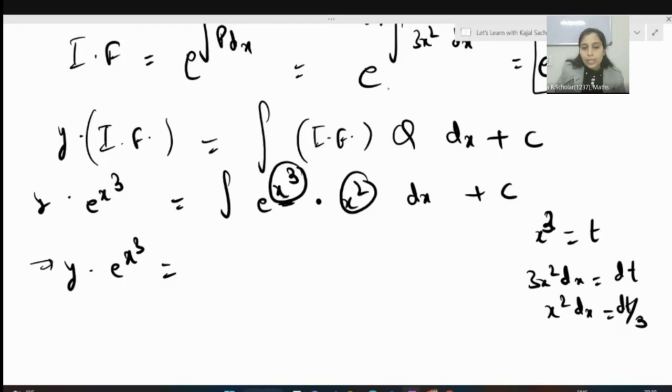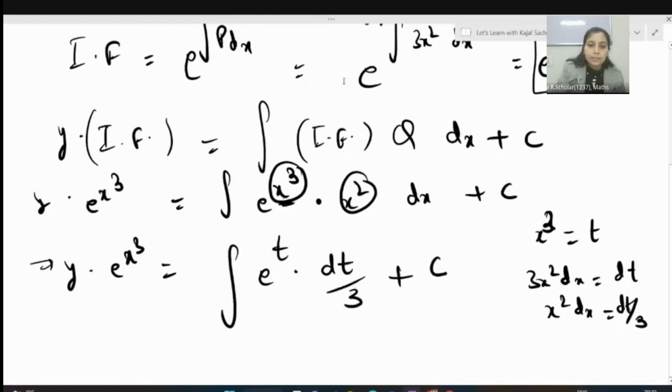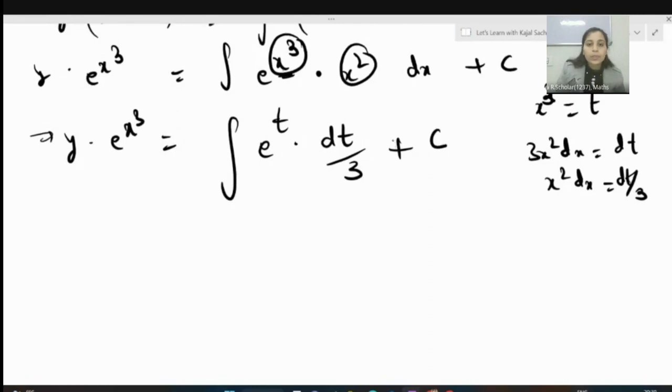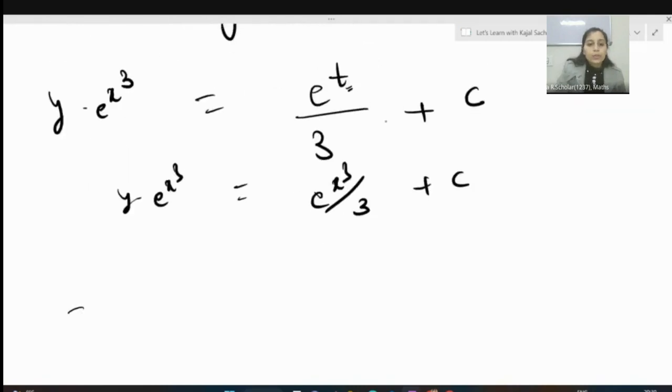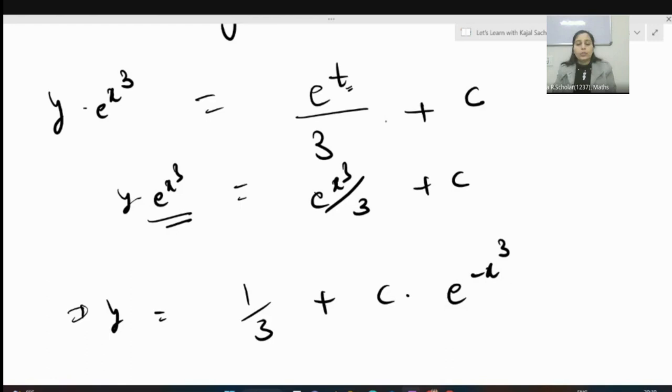So just substituting this, e raised to power t into x square dx as dt upon 3 and integrating it plus c. So we get integration of e^t is e^t upon 3 plus c. y into e raised to power x cube. Substituting back t as x cube, we get e raised to power x cube upon 3 plus c. So we have y is equal to, just dividing throughout by e raised to power x cube, we get 1 upon 3 plus c e raised to power minus x cube.